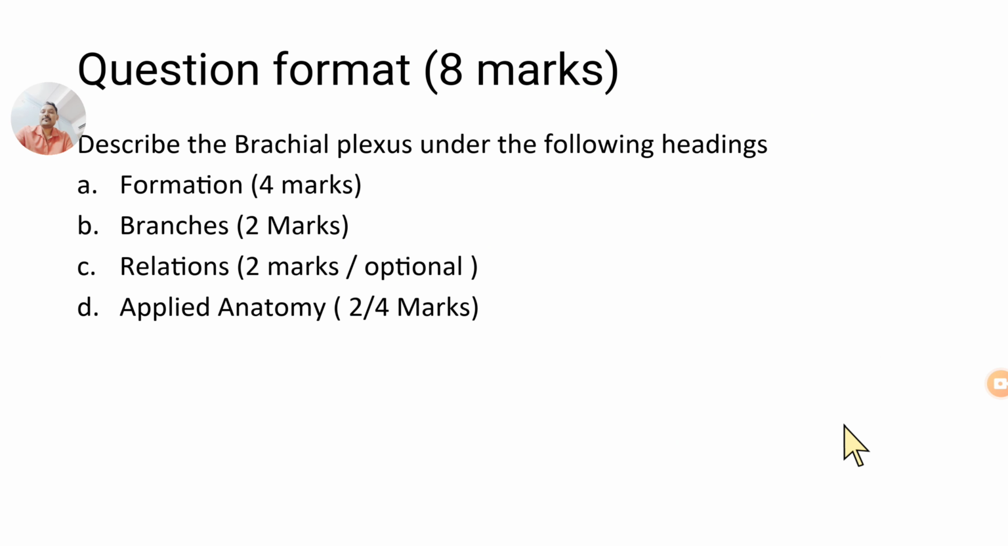Now I have been saying that this question of brachial plexus is very important, and this is the pattern of how the question is formatted, and I believe more or less these will be the things coming in your exams if the brachial plexus comes as a LAQ. 8 or 10 marks, it depends. Formation, 4 marks, where you have to draw the diagram of 5 roots, how they form the trunks, the divisions, the cords, the branches. What are the branches? Enumeration with the root values, proper diagram.